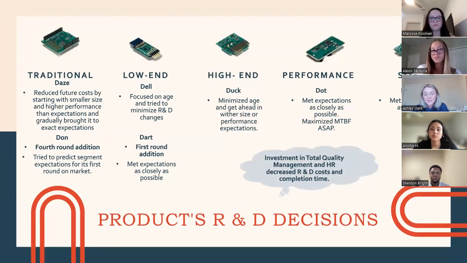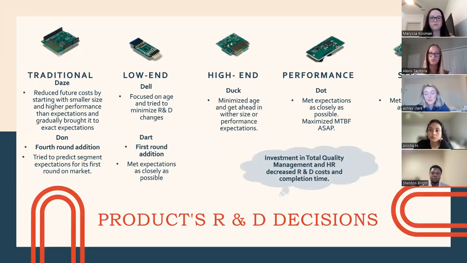So initially, we decided to keep MTBF on the lower side of expectations for all products to minimize material costs, except for our performance segment product, DOT, whose customers weighed their criteria heavily on high MTBF. So we also prepared for future expectation changes in the traditional and low-end segments by over-adjusting days for the first round and making no change to DEL for the first 3 rounds.